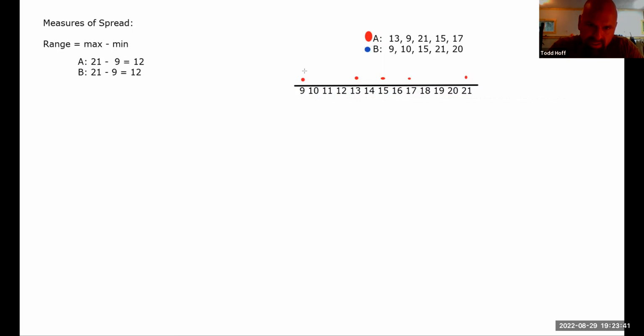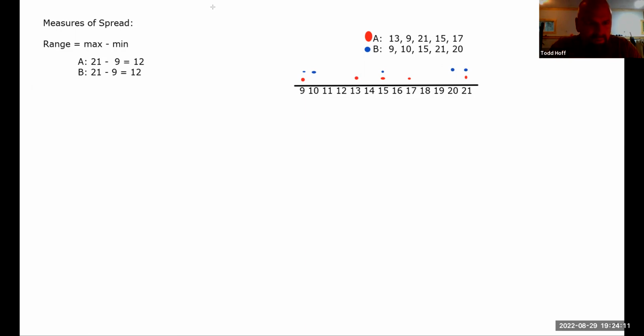So I've got a 9, a 10, 15, 21, and 20. So if I look at the blue dots compared to the red dots, the red are kind of evenly spaced. The blue dots are way out on the ends. I would say the blue dots are more spread out, but the range is the same for both data sets. The range is not precise enough to distinguish between these two data sets.